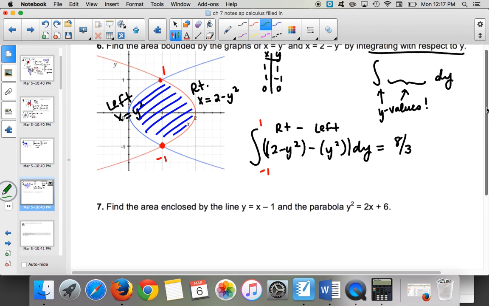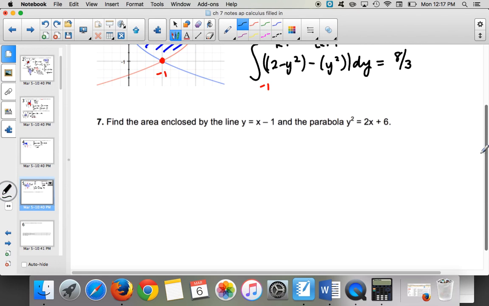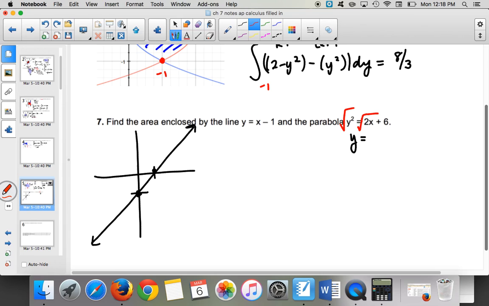All right, so number 7. It says find the area enclosed by y equals x minus 1. That's a line. It has a slope of 1, so up 1, right 1, up 1, right 1. And then now we have this weird one, y squared equals 2x plus 6. Ugh. This is where it gets hard to graph. You can use your calculator, but when you take the square root here, you're going to get plus or minus the square root of 2x plus 6. You can plug in different numbers if you want to. It is a parabola on its side.